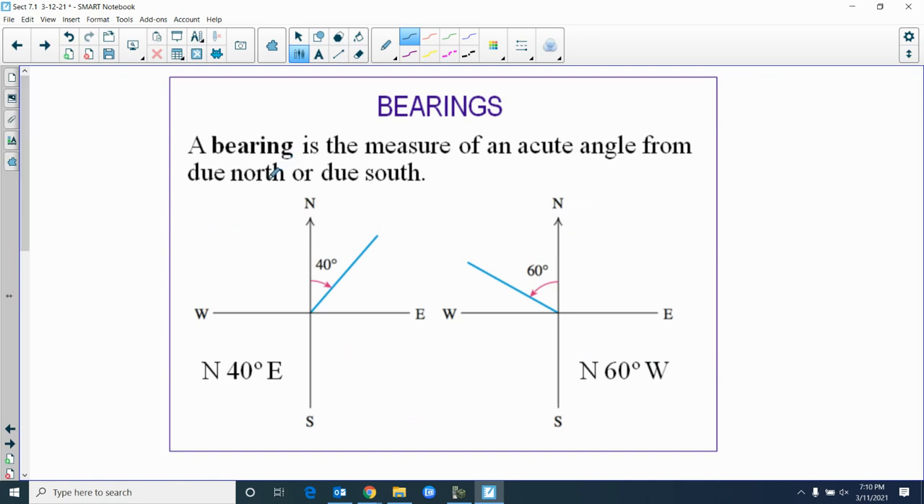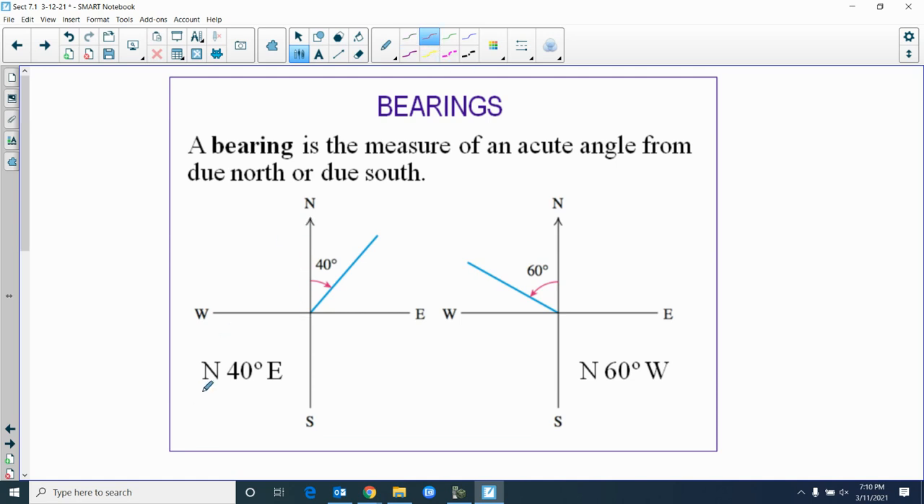One thing that comes up in dealing with navigation, a lot of times they'll talk about a plane or a ship and their bearing. This is something that's usually pretty new or different, and this is how we measure a bearing. Here's your definition: a bearing is the measure of an acute angle from due north or due south.